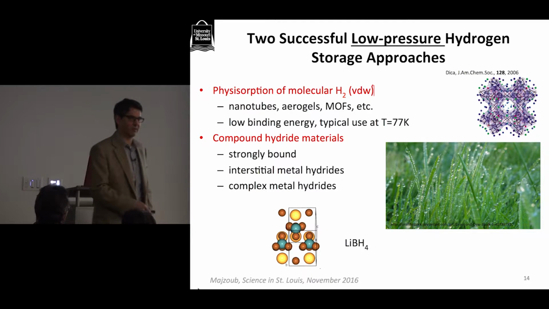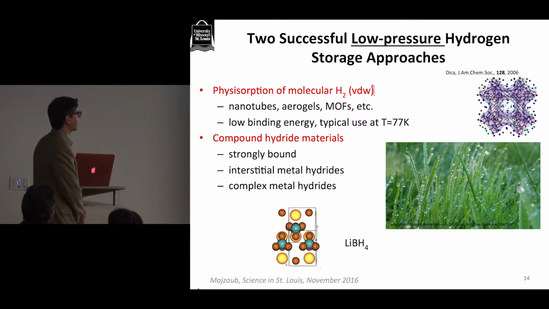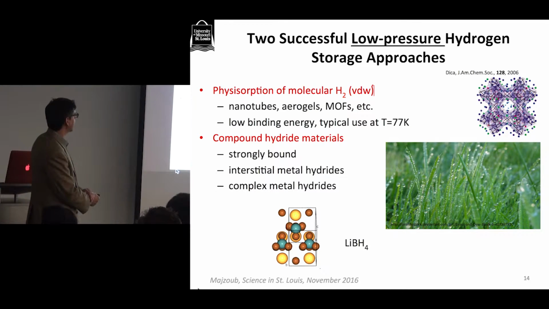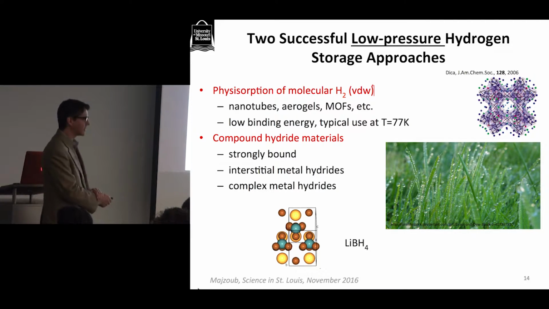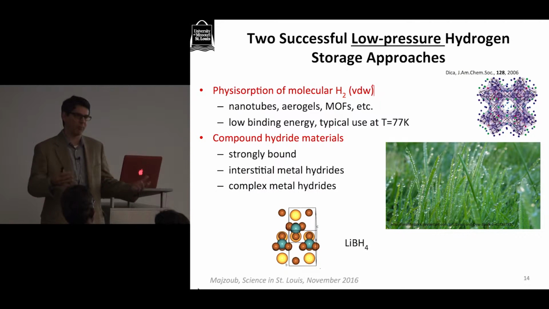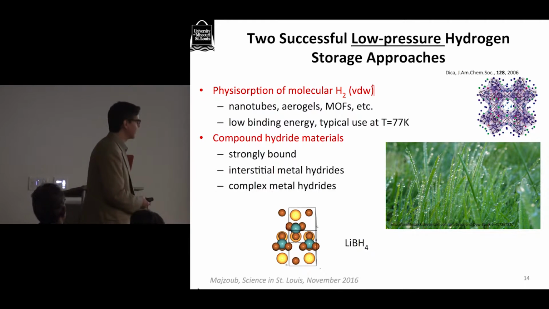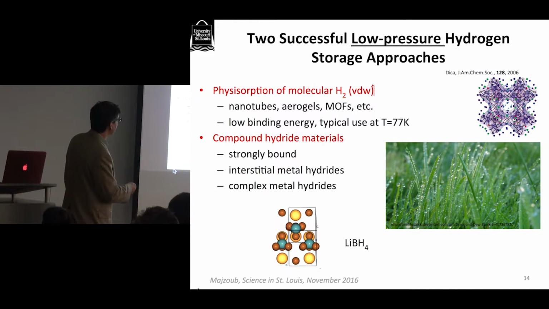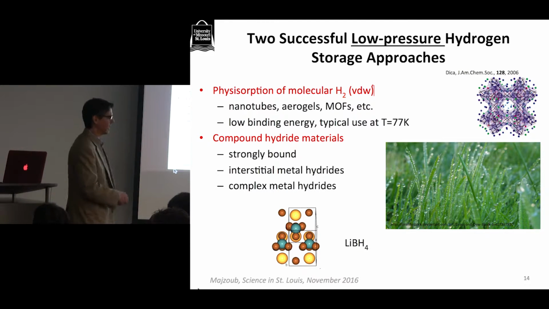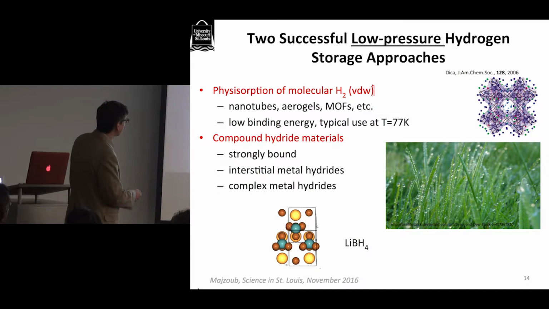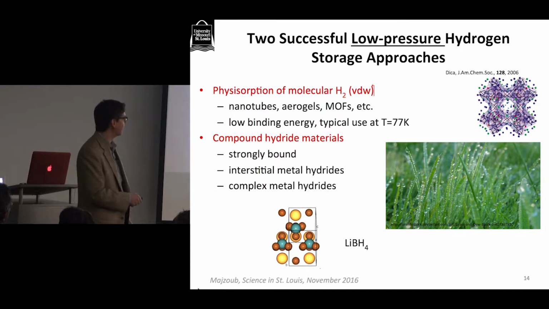Okay, so I mentioned a couple of the other materials-based storage approaches. There are two that are very successful low pressure hydrogen storage approaches. In this instance, we can store the hydrogen at fairly low pressure, around 1 atmosphere, maybe 2 atmospheres. One of them is these physisorption materials for molecular H2 that I mentioned earlier. These are the high surface area materials that have 10,000 square meters per gram, for example. Some of these materials are called metal organic frameworks. Those are the most popular ones at the moment.